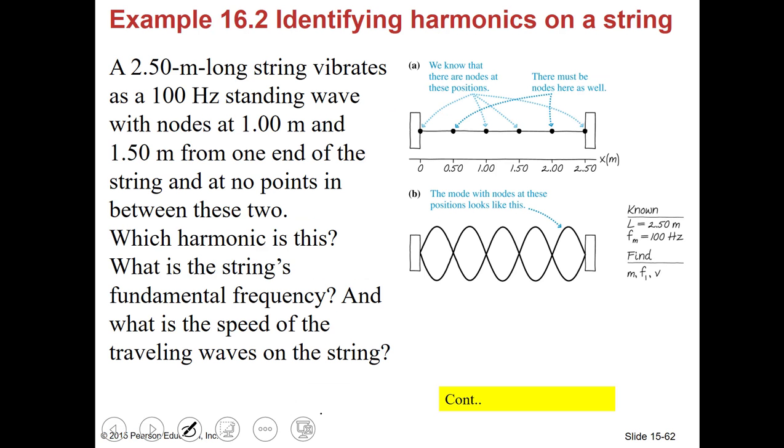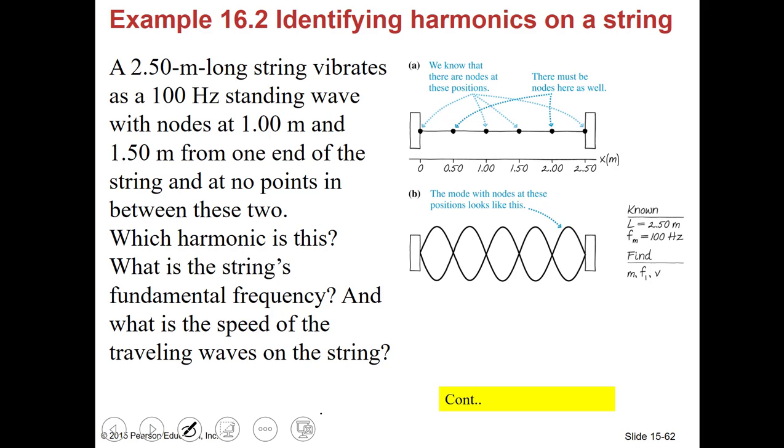Here's a nice example we can take a look at. A 2.5 meter long string vibrates as a 100 hertz standing wave with nodes at 1 meter and 1.5 meters. Okay, so the length of the string is 2.5, and we know we have nodes at 1 meter and 1.5 meter. The frequency is 100 hertz. Which harmonic is this? What is the string's fundamental frequency? And what is the speed of the traveling wave on the string?